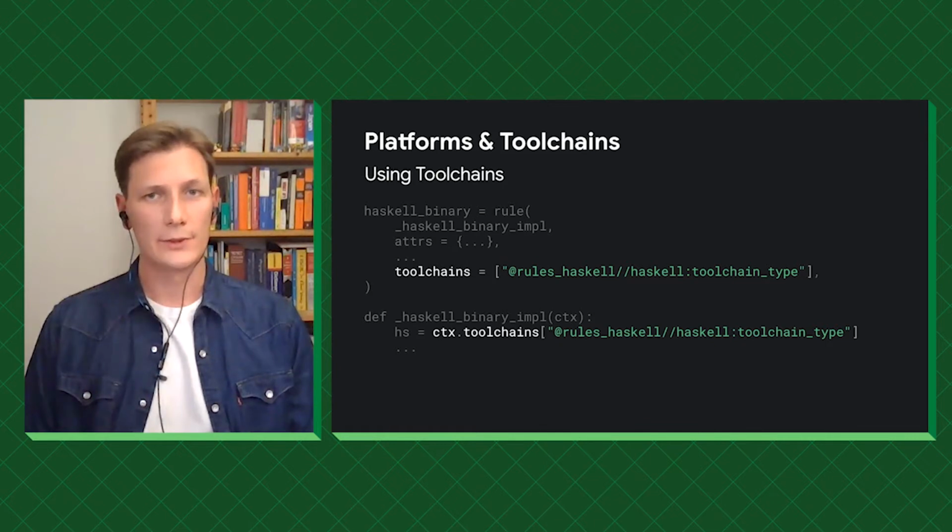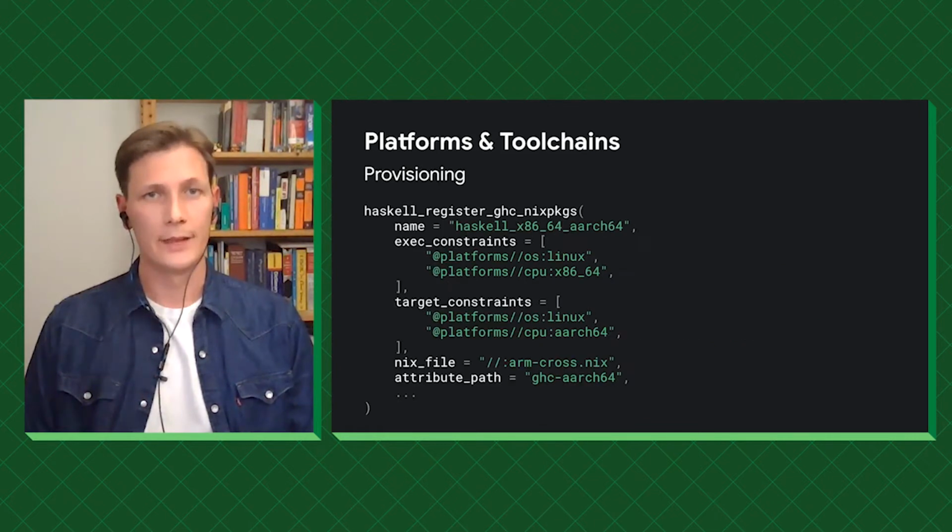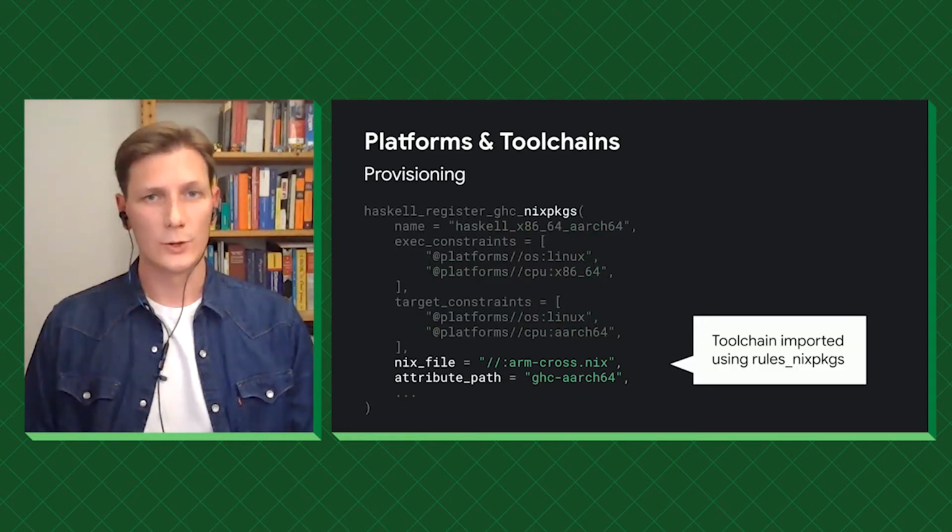This brings us to the first few minor things we had to adjust. Most rule sets provide repository rules to provision the appropriate compiler toolchains. Rules Haskell offers a few as well. For this cross-compilation work, we use Rules Nix packages to integrate with the Nix package manager and import a Haskell cross-compiler from the haskell.nix project. This way we can reuse the work done by the Nix community and don't have to work out how to build a Haskell cross-compiler ourselves.